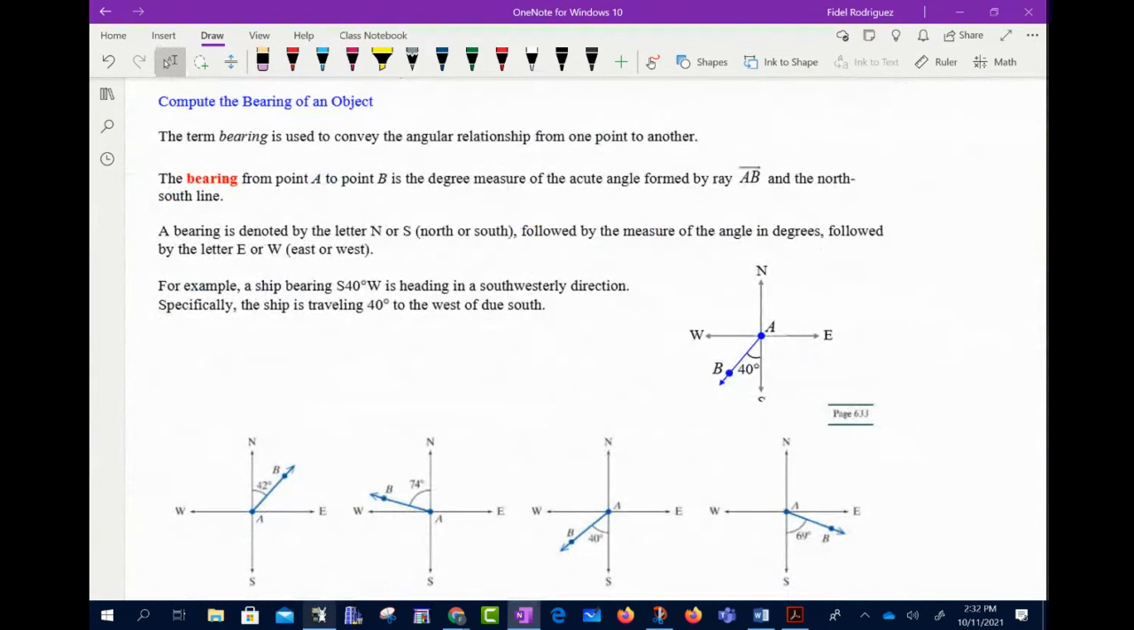Okay, so now the next thing we're talking about here, guys, is something called the bearing of an object. It says the term bearing is used to convey the angular relationship from one point to another. And it says the bearing from point A to point B is the degree measure of the acute angle formed by ray AB. And this part is really, really important, y'all. Always going to be the north-south line, okay? Whatever our ray AB is and the north-south line.